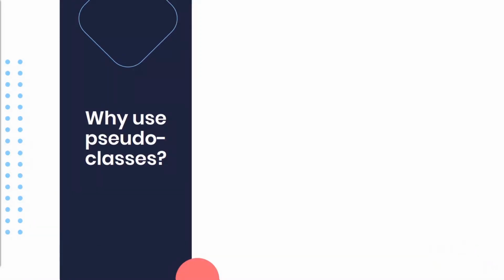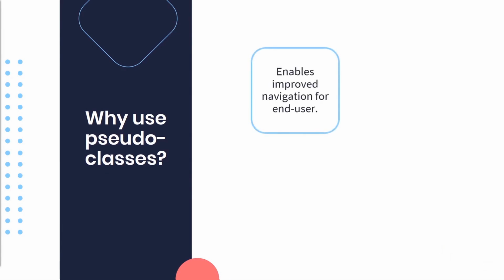So why do we opt for pseudo classes in the first place? Well, first of all, it enables improved navigation for end users. If you think about visiting links in a navigation bar, a link might initially be blue and then turn purple afterwards. That signifies to the user that you've visited this link. So there's visual cue information when it comes to using pseudo classes.